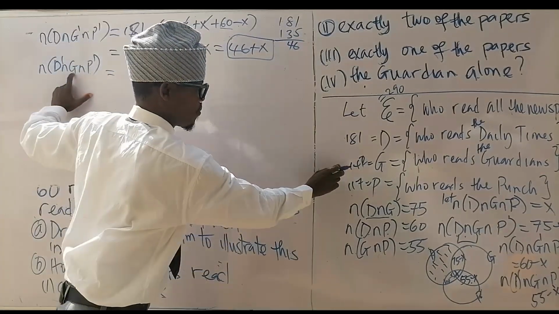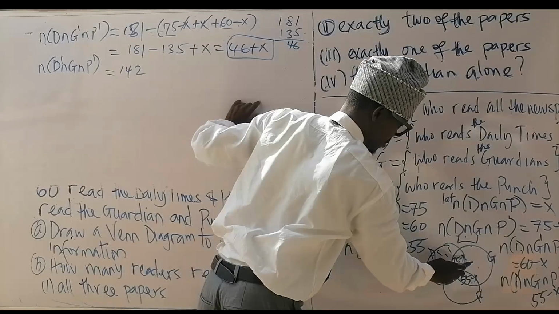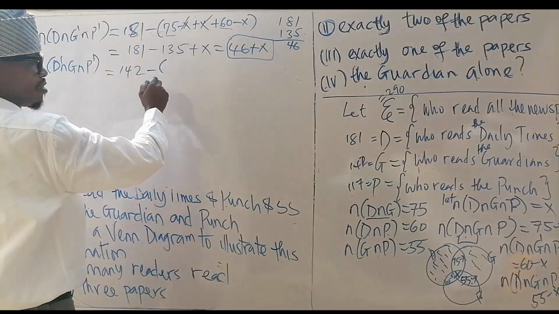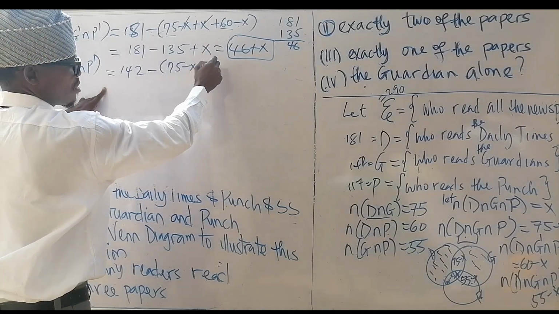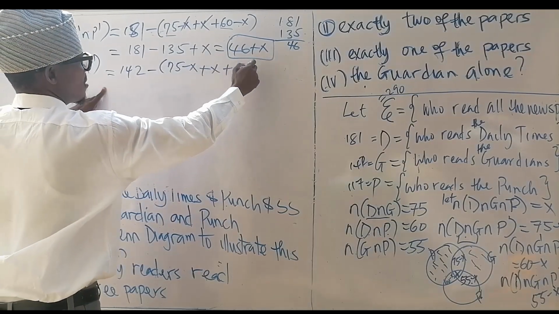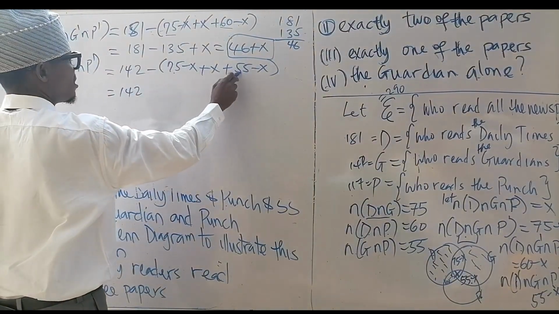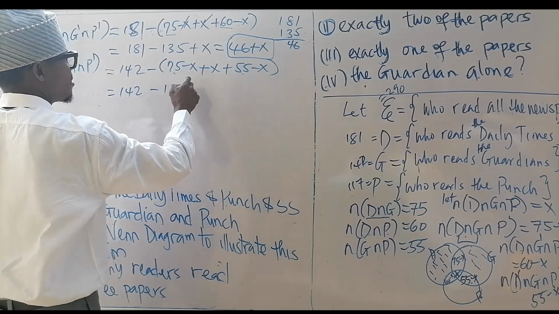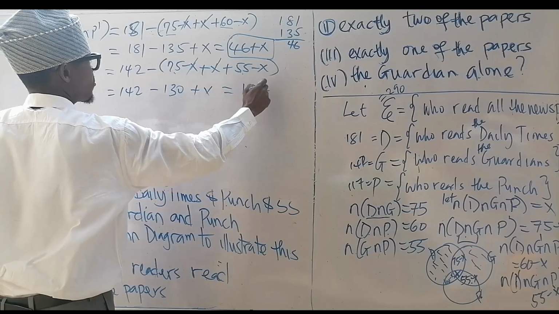We have 142. Okay, go to your Venn diagrams. These are guardians, so we are looking for this place only. That will be 142 minus, open your brackets, (75 minus x plus x, and then plus 55 minus x). We're going to have 142, this one and this one: 75 plus 55, that's minus 130. This one and this one we cancel, plus x. So that is giving us 12 plus x.